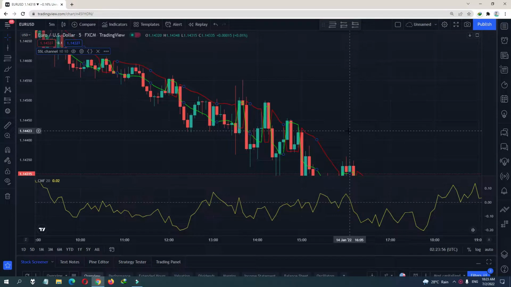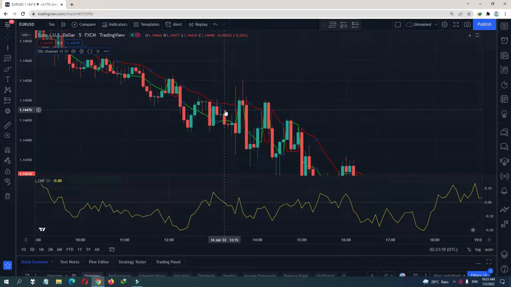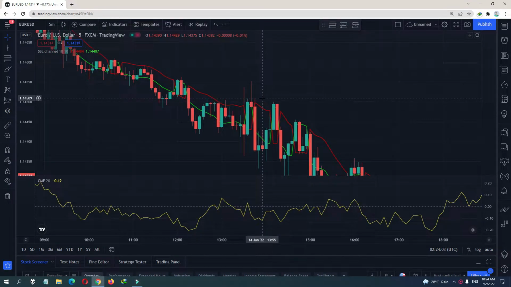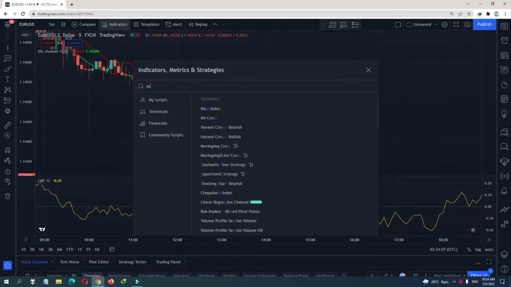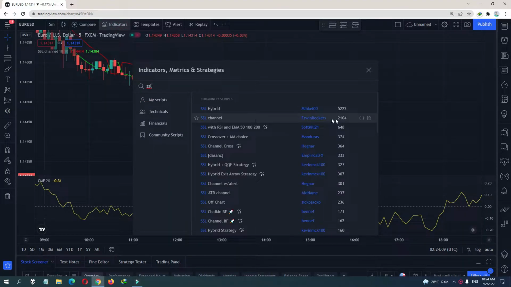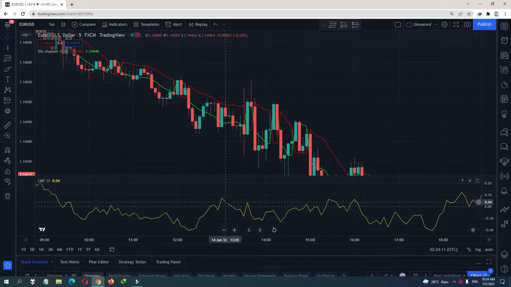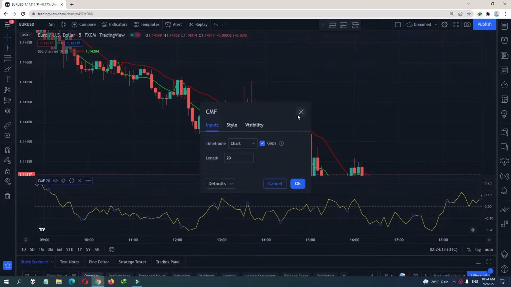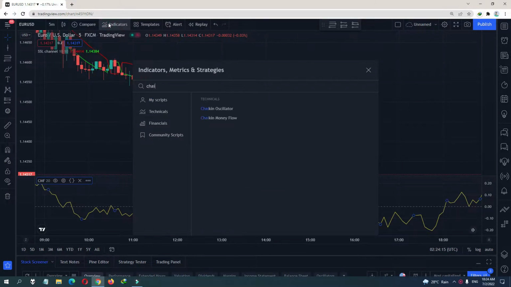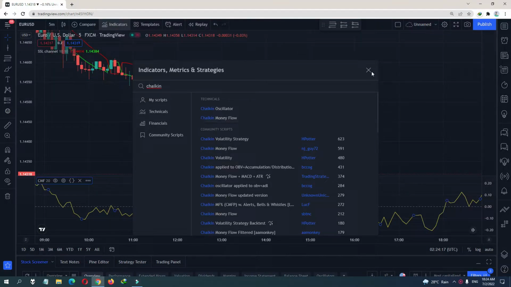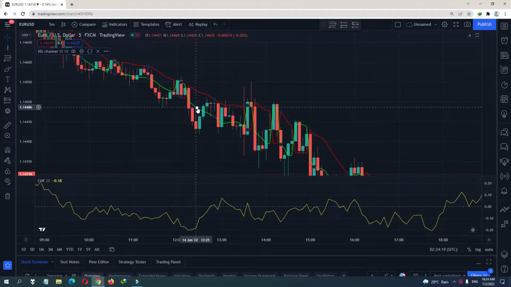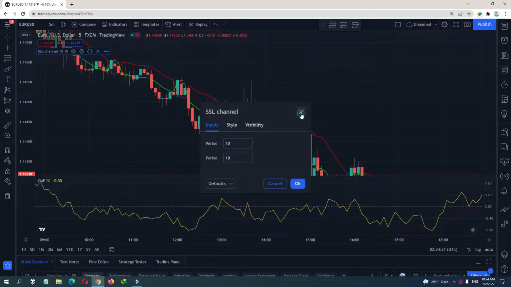Hello, in this video I'm going to show you a 5-minute scalping strategy for Forex, stocks, and crypto using the SSL channel, and it works on every time frame. First you need the SSL channel by Erwin Becker, and then you need Chaikin Money Flow. It's this one. The settings are all default.